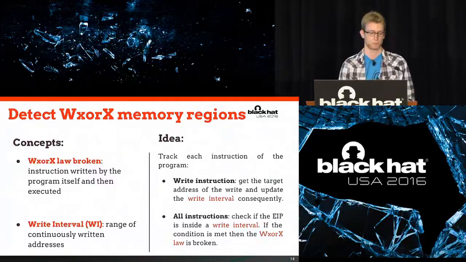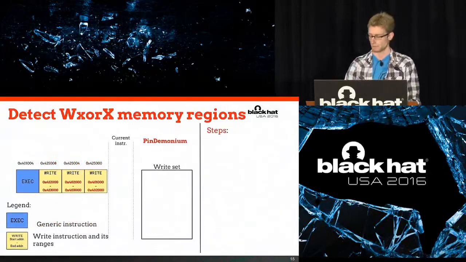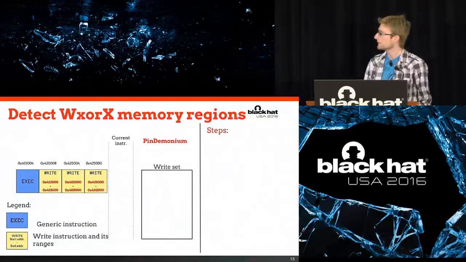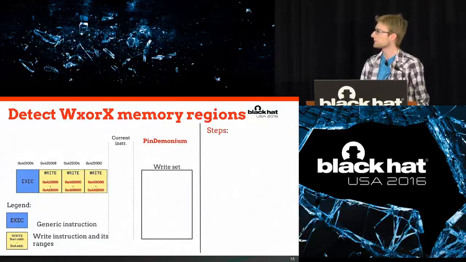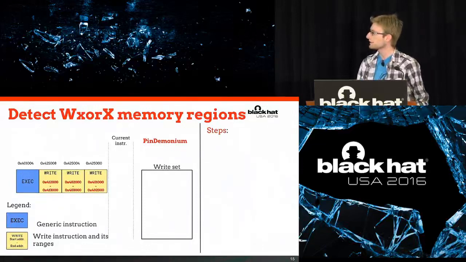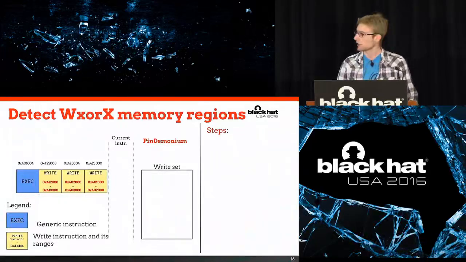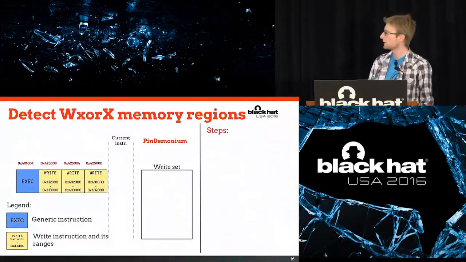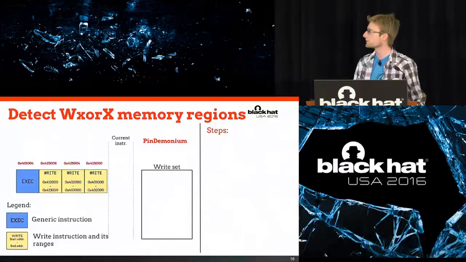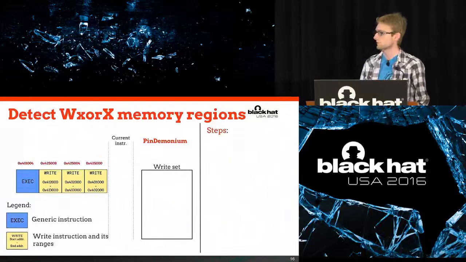Now let's see how this works through an interactive example. Here we can see the yellow boxes, which represent write instructions, and the target addresses of these instructions are highlighted in red, while the blue box represents a generic instruction. On the top of each box, there is the address where the instruction will be executed.